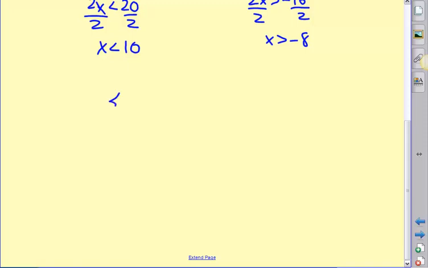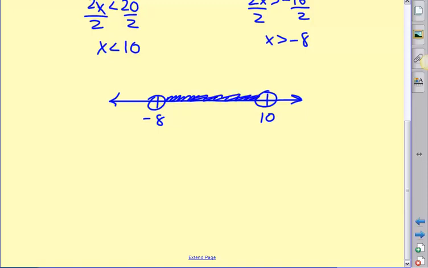What are the critical numbers? Negative 8 and 10. Let me put my circles around it. Am I coloring those in, Sarah? No. Now it says x is less than 10. Do I want to shade in the middle, or do I want to shade on the outside? In the middle, because it's greater than negative 8 and less than positive 10.